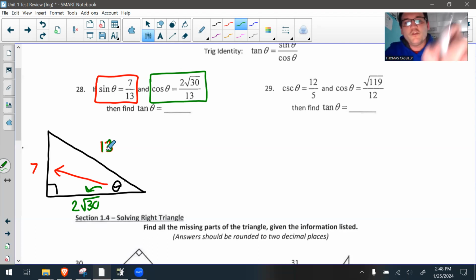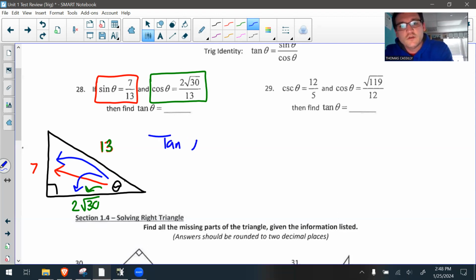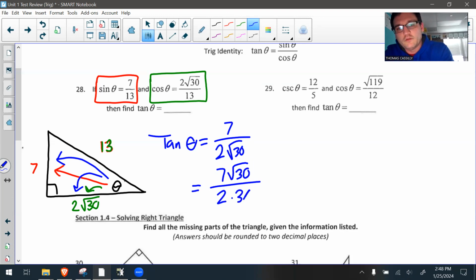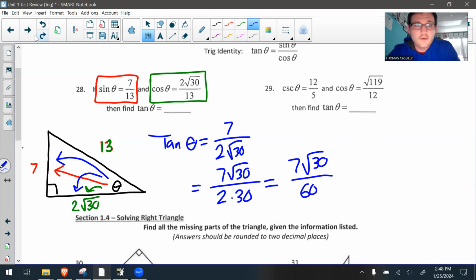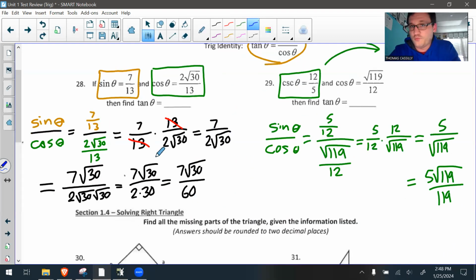They're asking us for the tangent. The tangent is just 7 over 2 square root of 30. It's the opposite over the adjacent. So you can say the tangent of theta is equal to 7 over 2 square root of 30. And again, rationalizing this, we get 7 square root of 30 all over 2 times the square root of 30 times root 30, which gives us 7 square root of 30 all over 60, right?